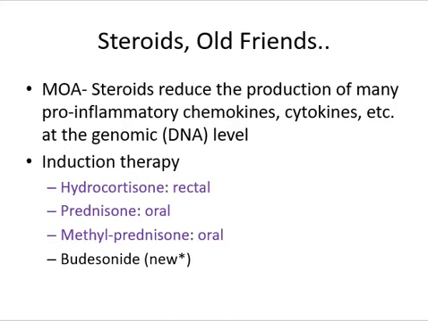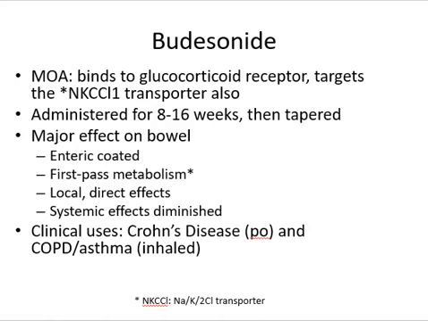There are three steroids listed there, in a purplish blue color. Hopefully nobody's colorblind. But hydrocortisone, prednisone, and methylprednisone are our old friends. Hydrocortisone, of course, can be administered via a rectal suppository. Both prednisone and methylprednisone are orally administered tablets. But the new kid on the block is budesonide, a newer steroid type molecule, which we'll examine right now. Budesonide mechanistically is going to bind to the glucocorticoid receptor, just like the other steroids we just talked about, hydrocortisone, methylprednisone, etc.